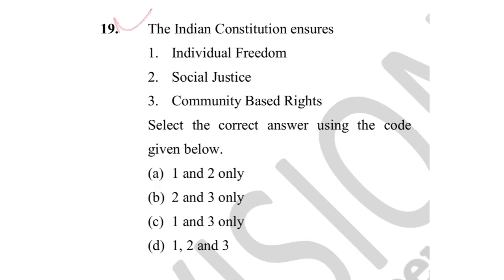Question number 19. The Indian Constitution ensures individual freedom. Yes. Social justice. Yes. That is why we have caste based programs by the government. 3. Community based rights. Yes. Article 29 and 30. So 1, 2 and 3. Answer will be D.